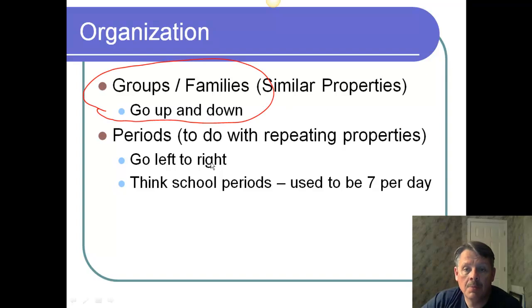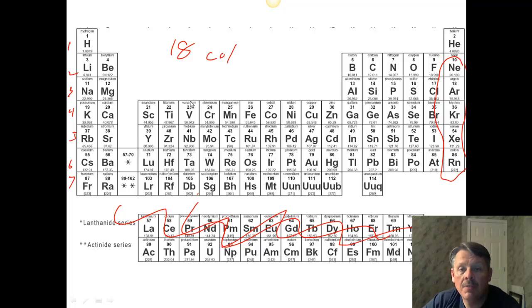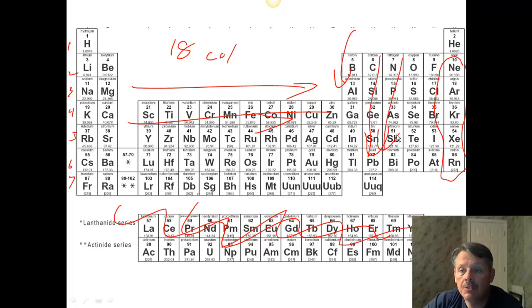Periods go left to right. So the way that I used to teach this to remember it is when you're trying to think of periods, think of a 7-period school day, right? And then go back and look at your periodic table and notice that you do have 1, 2, 3, 4, 5, 6, 7. We're going to ignore these for now. We have 7 rows going straight across the periodic table. We've got a total of 18 columns. Again, not ignoring these ones at the bottom, we have 18 columns. So if we think of periods, the periods go across this way. And your columns or your groups go up and down, right? Because the groups have similar properties.